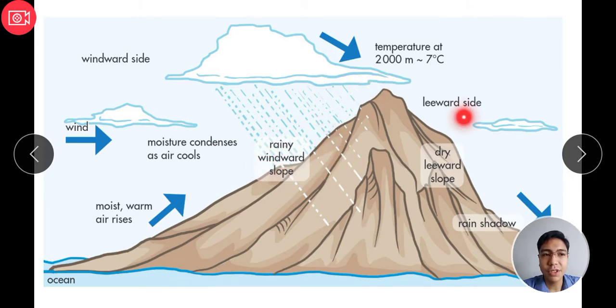Yung ating leeward side naman, dry leeward slope natin, the range nakaka-experience ng rain shadow effect at orographic effect. Natatakpan siya. So ang tendency ay konti lang yung napupuntang patak ng precipitation sa kanya. Less yung nararanasang precipitation kasi nga natatakpan siya. Though hindi naman pwedeng sabihin na totally hindi umuulan, just a minimal amount lang. The orographic effect, windward side, and then the rain shadow effect, the leeward side.